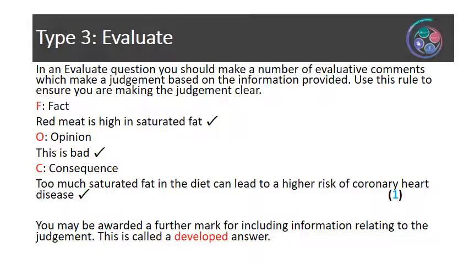So an example for a fact could be, red meat is high in saturated fat. That is fact. Opinion. So this is your opinion, whether you think this is good or this is bad. So in this case, this is bad. C for consequence. So a consequence of this. Too much saturated fat in the diet can lead to a higher risk of coronary heart disease in later life. That would then access you 1 mark.